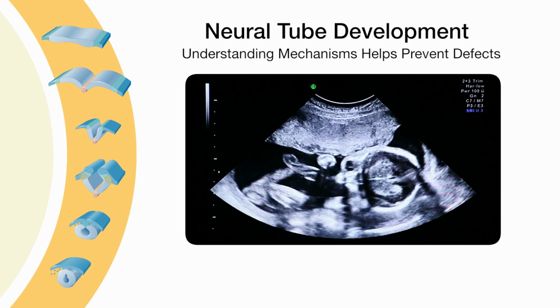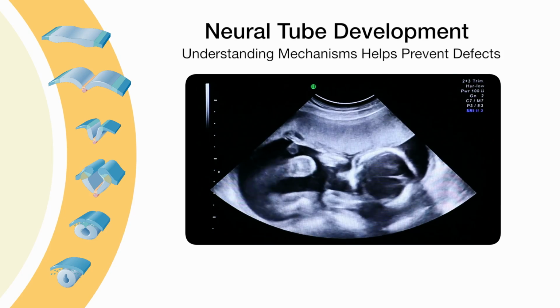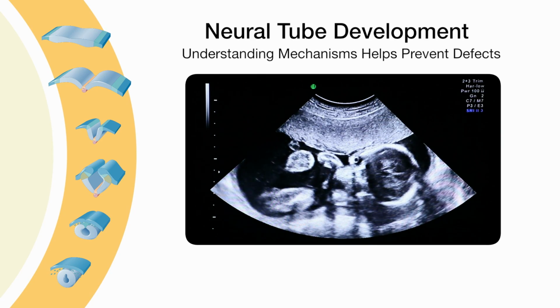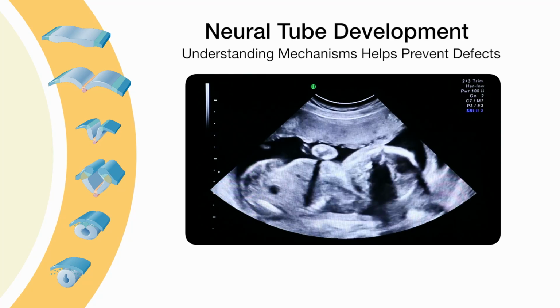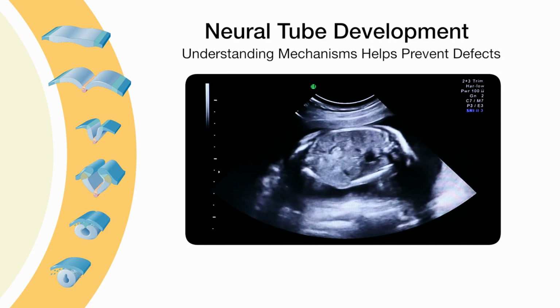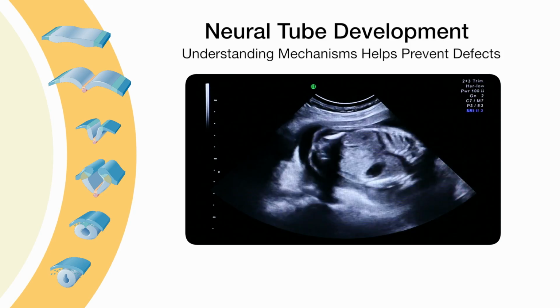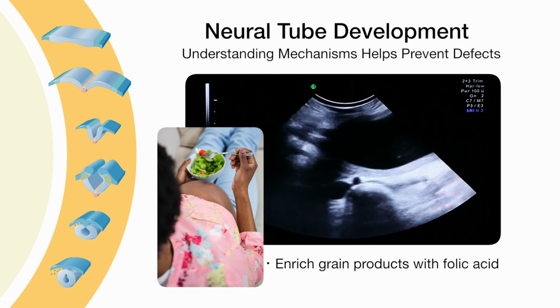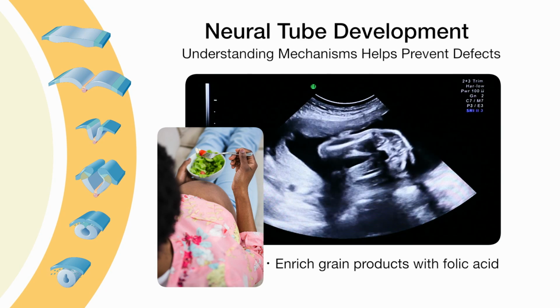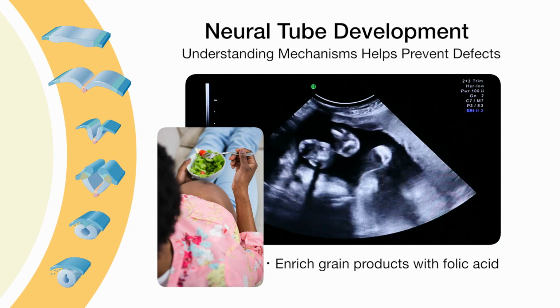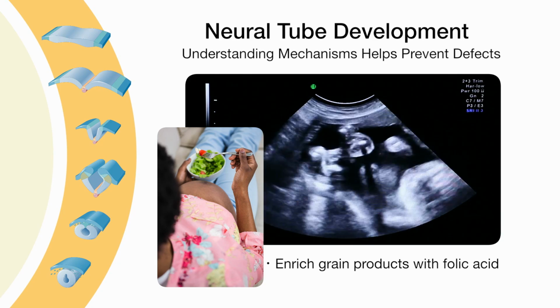According to the CDC, just under 3,000 births annually have neural tube defects. Understanding the mechanisms regulating neural tube development can have real impacts on our prevention of such defects. For instance, when it was discovered that deficiencies in folic acid are associated with a failure in proper neural tube closure, then the U.S. Food and Drug Administration mandated that all grain products be enriched with folic acid, a policy that has helped reduce the rates of such birth defects.